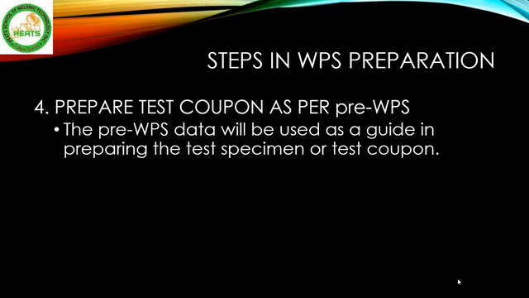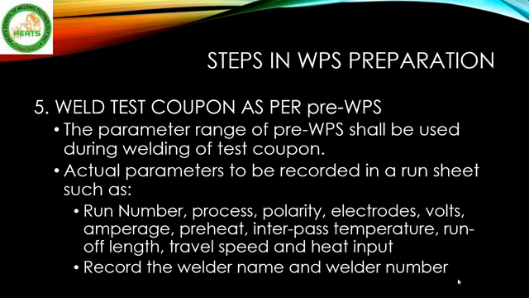Step number 4, prepare the test coupon as per pre-WPS. The pre-WPS data will be used as a guide in preparing the test specimen or test coupon. So the bevel angle, the root gap, the root face will be taken from the pre-WPS, or preliminary WPS. Step number 5, weld the test coupon as per pre-WPS.